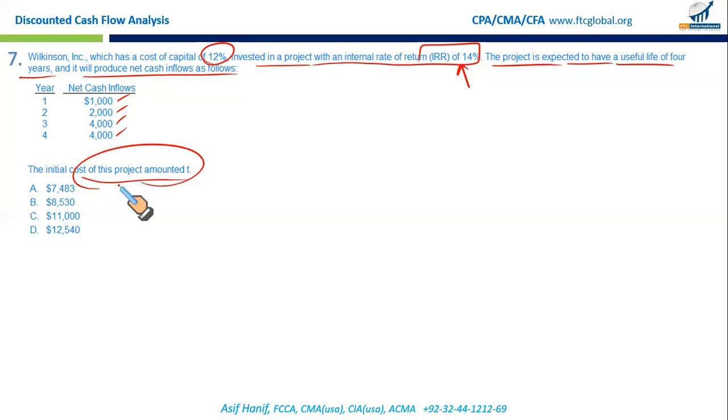You need to follow the idea. Remember, when you use IRR as a discount rate, your NPV is zero. When you use 14% as your discount rate, your NPV is zero. And when NPV is zero, what does it mean? It means your present value of inflows minus your initial investment, call it X, is equal to zero. You just need to equate this equation.